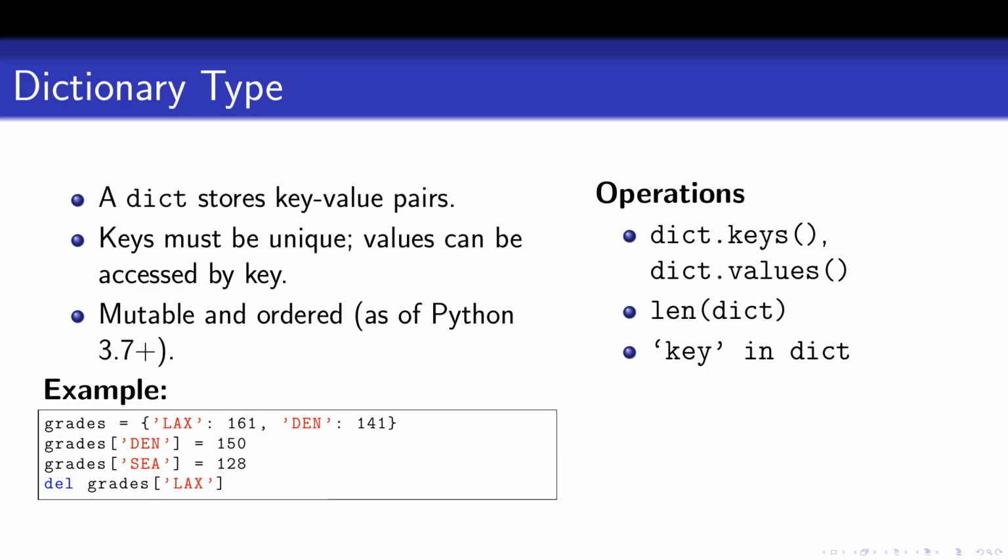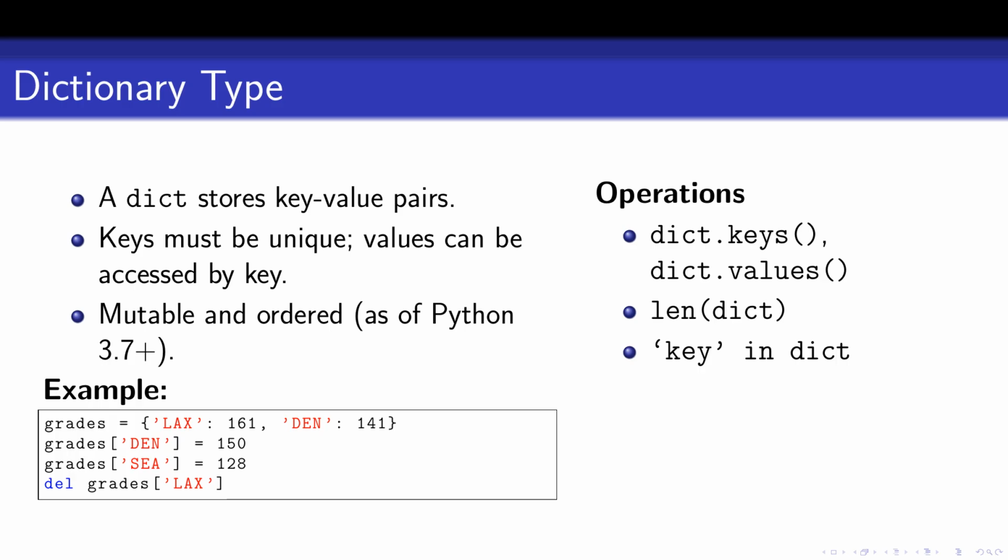A dictionary, or dict, stores data as key-value pairs, making it one of the most powerful and flexible container types in Python. Each key must be unique, and it maps directly to a value which can be of any type. Dictionaries are mutable, and starting in Python 3.7, they maintain the order in which items were added. You can create a dictionary using curly braces with colons separating keys and values, and access values using the key itself rather than an index.